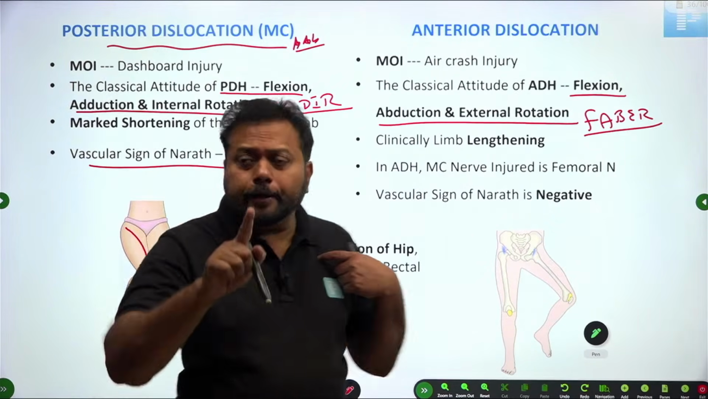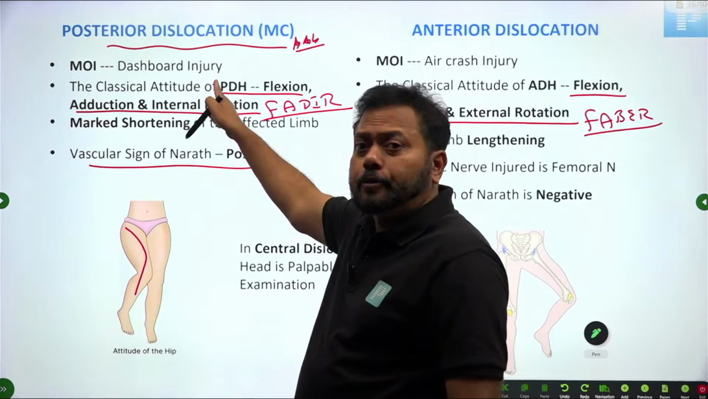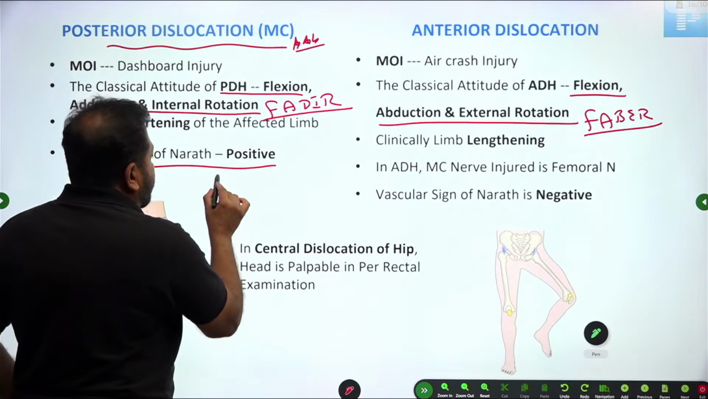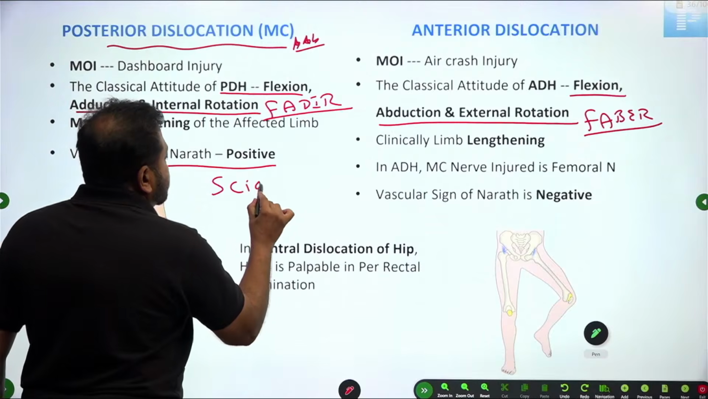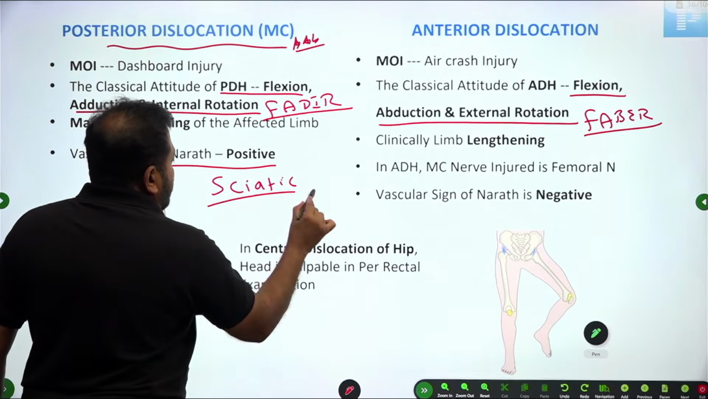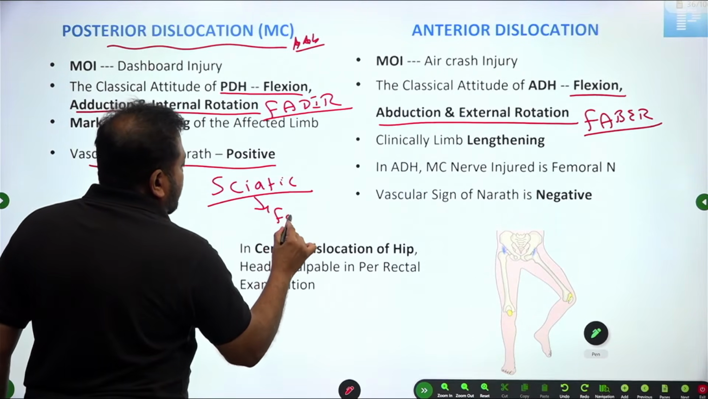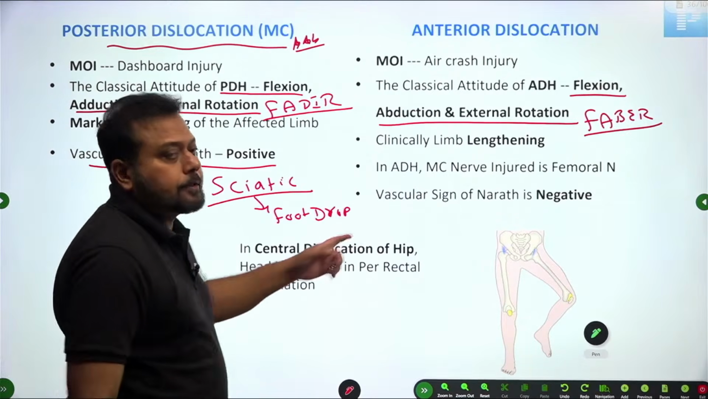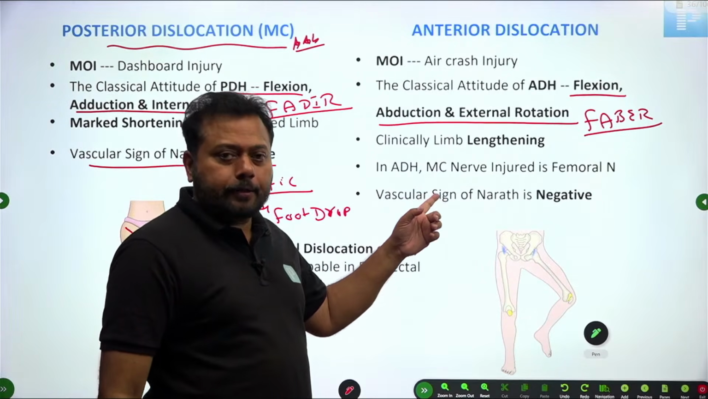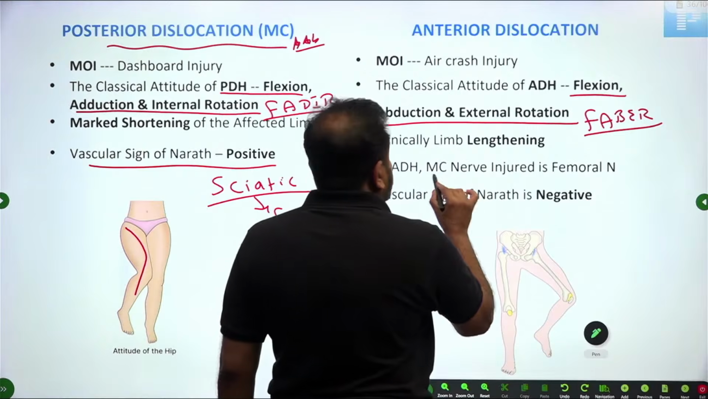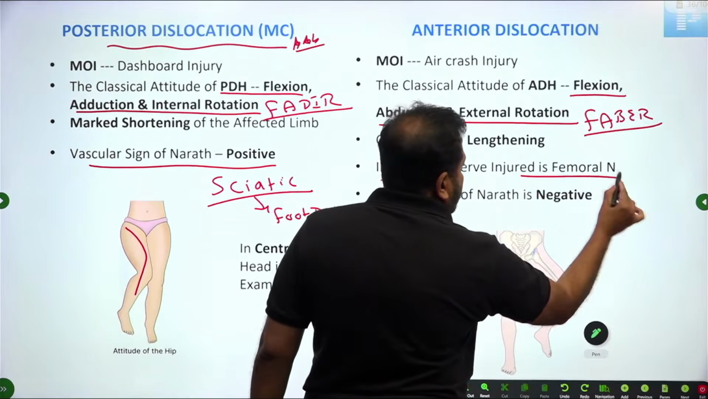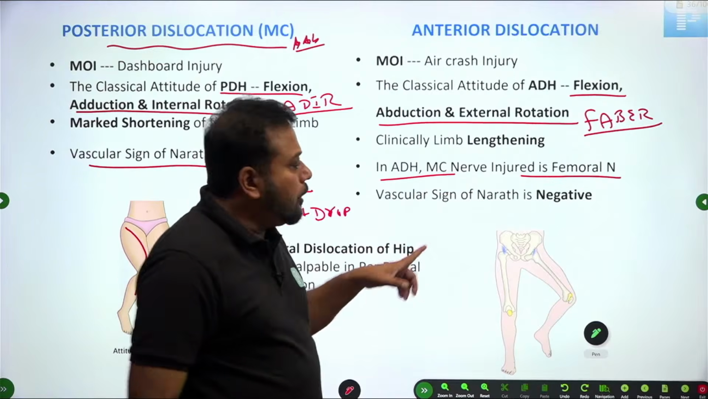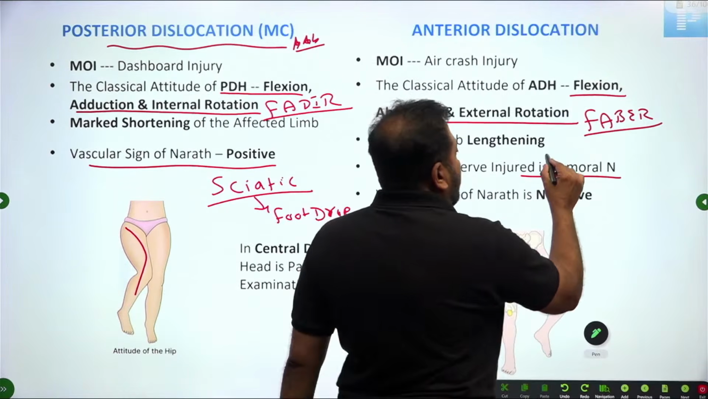The nerve that is most commonly injured in posterior dislocation hip is the sciatic nerve. So the patient will present with foot drop. The nerve that is commonly involved in anterior dislocation hip is the femoral nerve. How will it present? Quadriceps wasting.